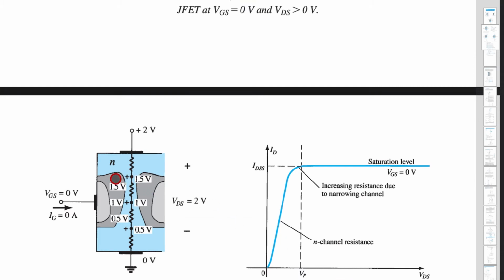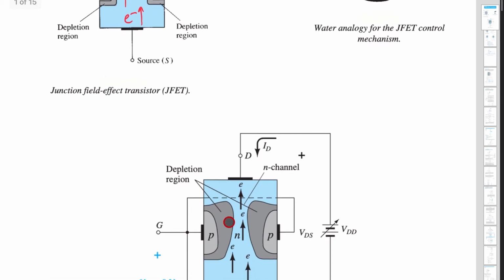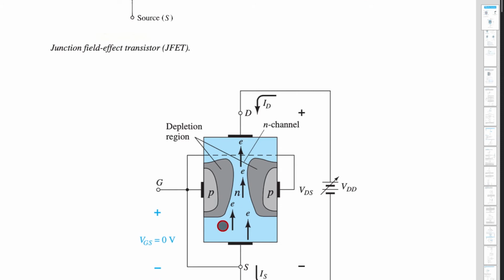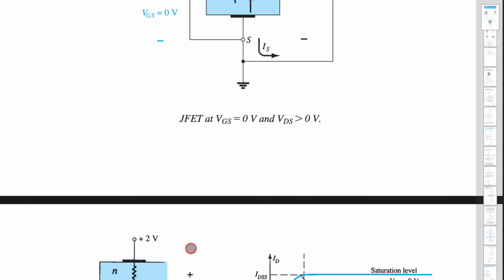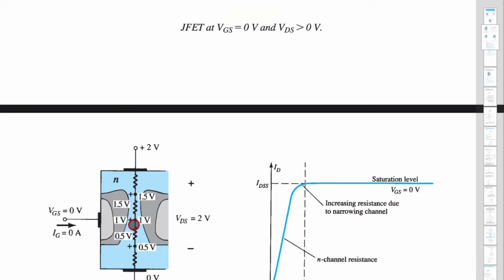a time will come where these two depletion regions, what you can see here, here it was like this, now it has become like this, it has been enlarged. Why it has been enlarged, we will try to understand. If a depletion region is enlarged, the channel or the path, we call it a channel, that channel area is reduced. You can see here it is reduced. Once it is reduced, resistance increases, and slowly current decreases.